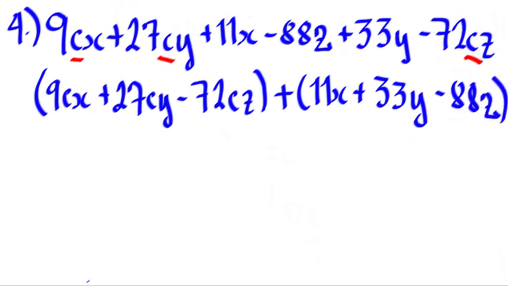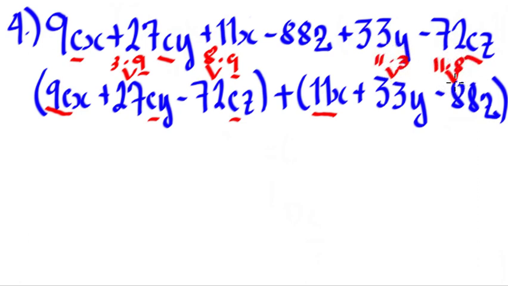And then let's find the common monomial factor for each of these groupings. On the first grouping, I think the common factor is 9c. This is divisible by 9. This is actually 3 times 9. And this is also divisible by 9. This is 8 times 9. So all of them have a 9c in these terms. And here, all of them are divisible by 11. This is 3 times 11, and this is 11 times 8. So the common factor for the second grouping is 11.